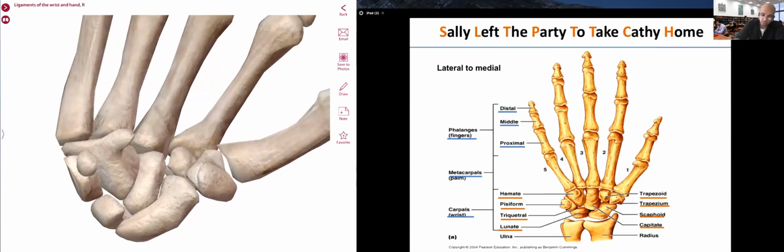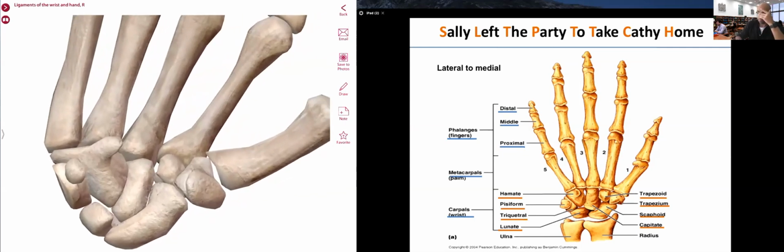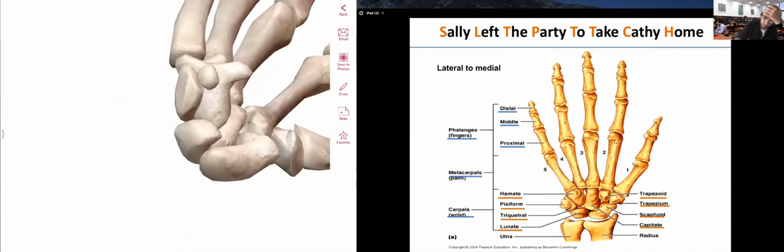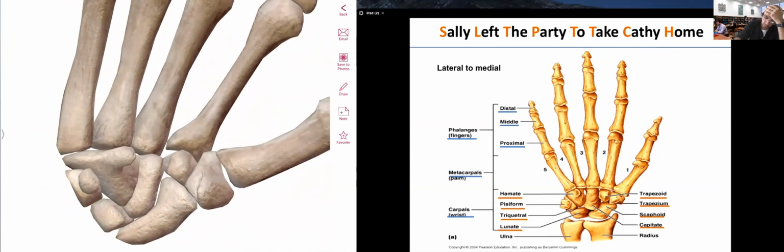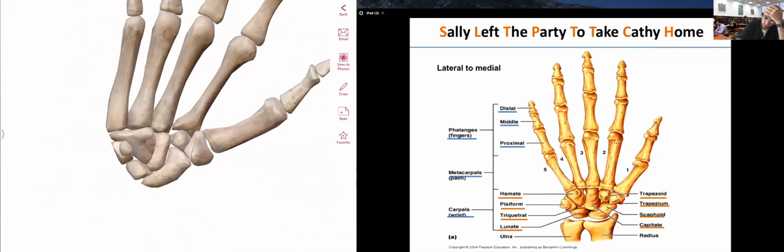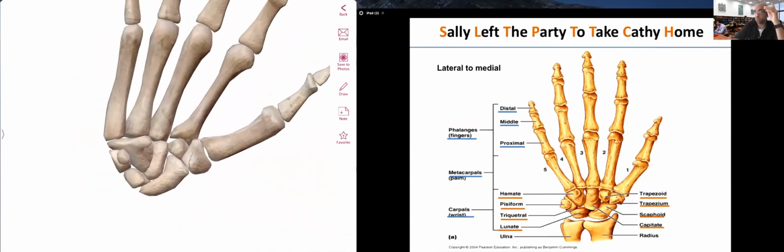Starting first with the carpal bones. We have a mnemonic here that will tell us the order of those bones, but you need first to make sure that you know how to use this mnemonic. So the mnemonic here is Sally left the party to take Kathy home.